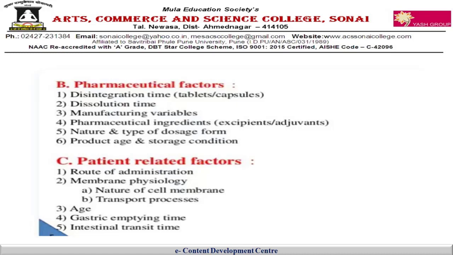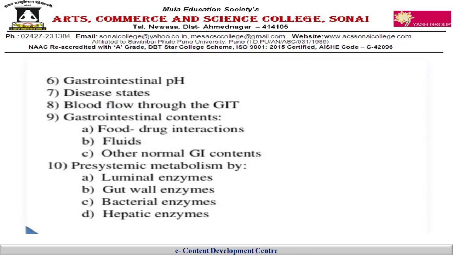Next, C, patient related factors. First, route of administration. Second, membrane physiology, which has two types: A, nature of cell membrane, and B, transport process. Third, age. Fourth, gastric emptying time. Fifth, intestinal transit time. Sixth, gastrointestinal pH.